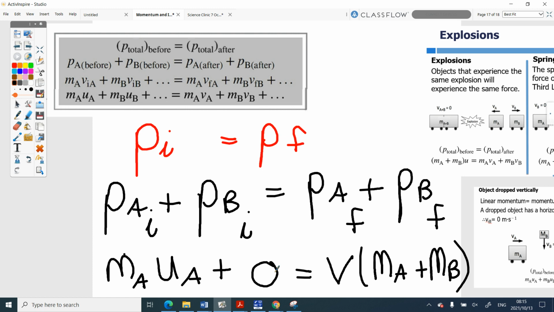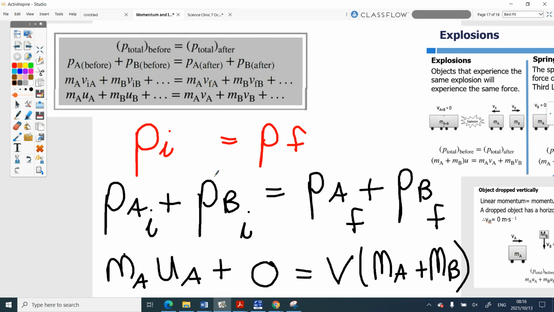What other types of collisions can you think of? They're both moving before and after. Yes. So they could be both moving before and after. Then we're going to use that equation that we had originally. But what must you remember? What is important in momentum? And we're going to practice that now.